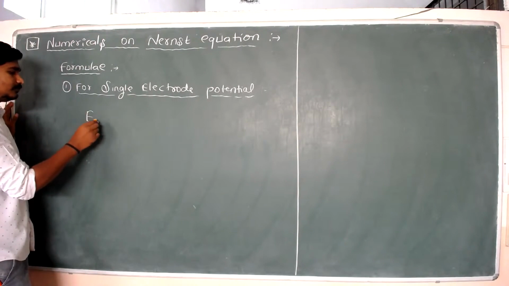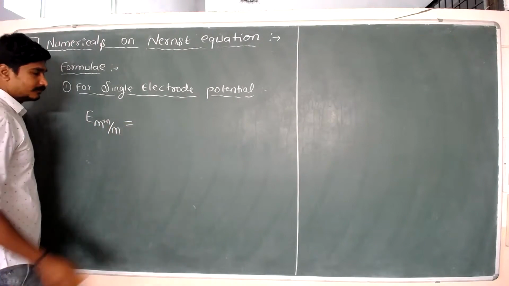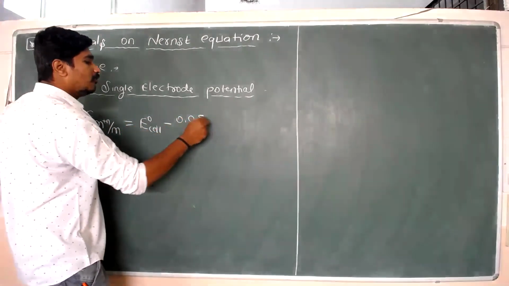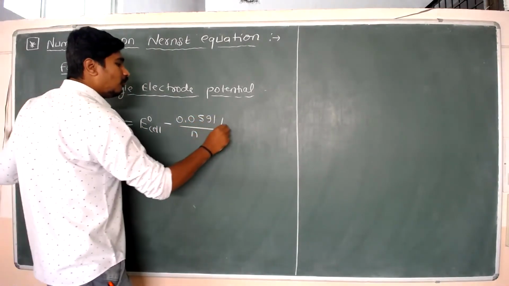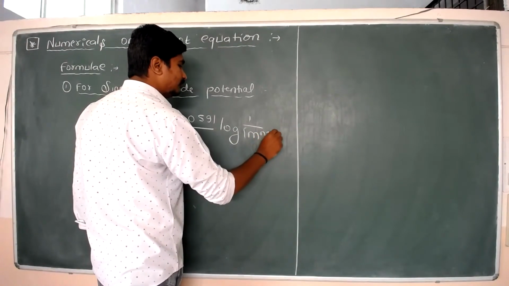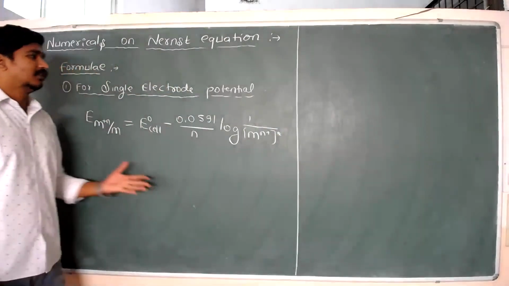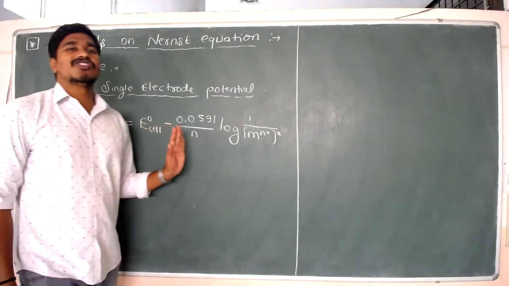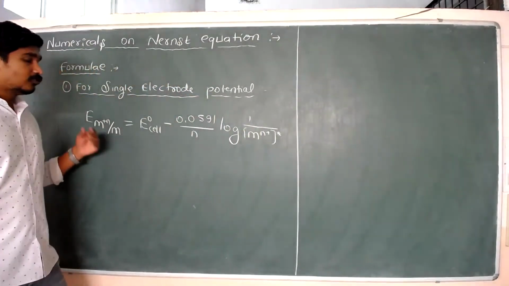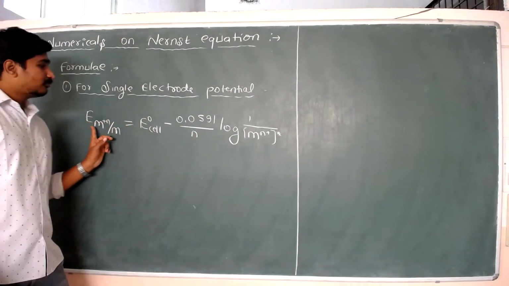First one is E of M^(n+)/M is equal to E naught of cell minus 0.0591 by n log of 1 by [M^(n+)] to the power star. Here I am writing star; you will see later on. If he is asking to calculate the electrode potential for the given half cell and he gives the reaction, in such cases you have to solve it by using this formula for the half cell.